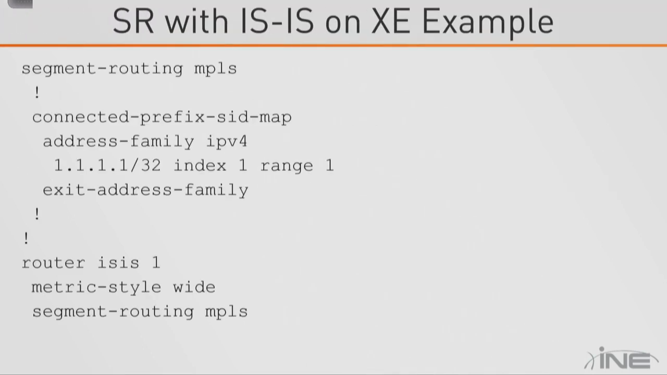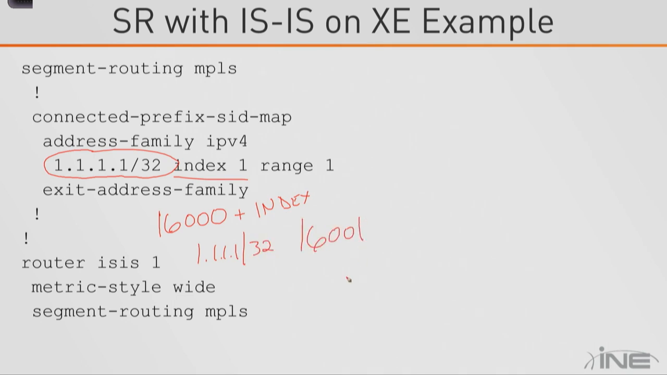On IOS XE, we have a nearly identical config to OSPF. The only difference is that we're going under the ISIS process, turning metric style wide on, and then enabling segment routing. In terms of the syntax for the connected prefix SID, or the node SID, we're saying that this prefix has an index value, meaning we take 16,000 plus the index, and that's going to be the label value. So we're saying to get to 1.1.1.1/32, I want everybody to use label number 16,001.